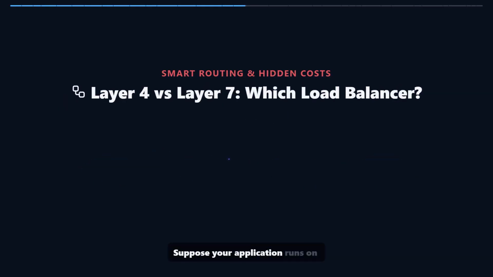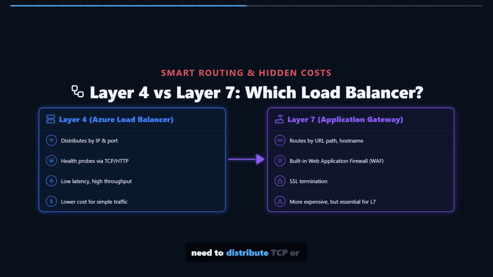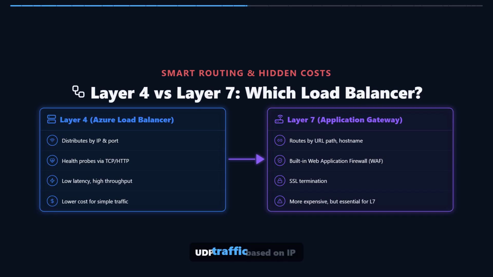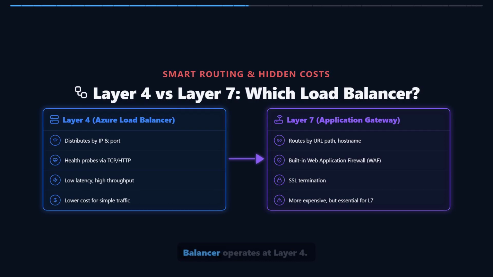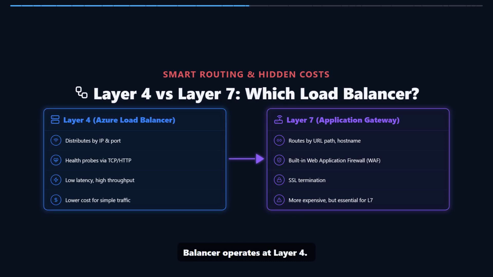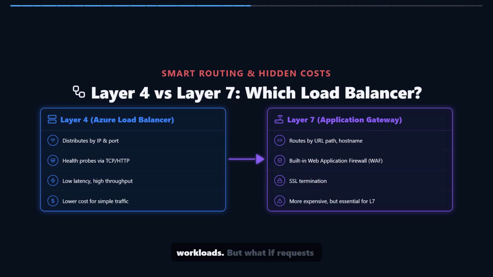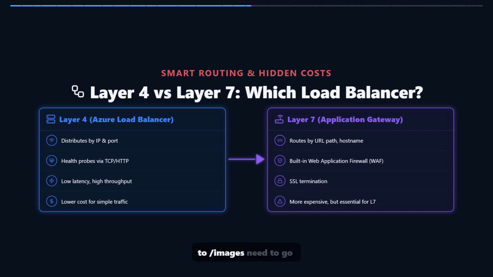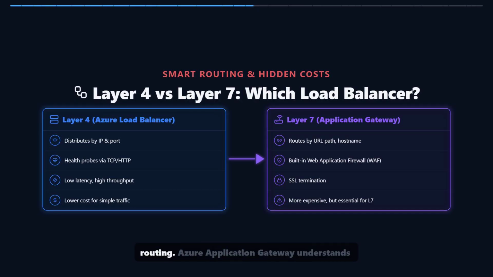Suppose your application runs on several servers. If you simply need to distribute TCP or UDP traffic based on IP addresses and ports, Azure Load Balancer operates at Layer 4. It is fast, efficient, and well-suited for many network-level workloads. But what if requests to /images need to go to one backend pool while requests to /api go to another? That requires Layer 7 routing.